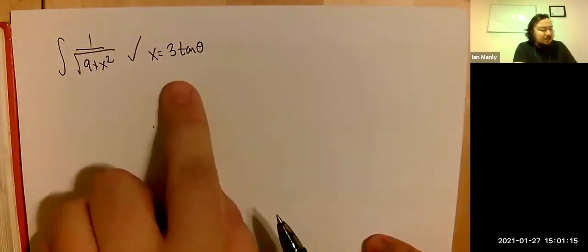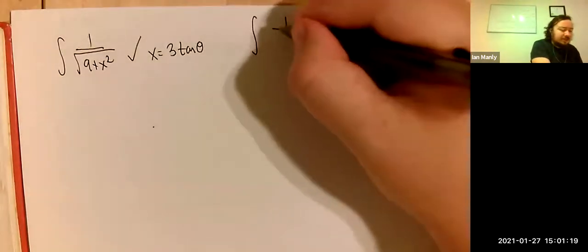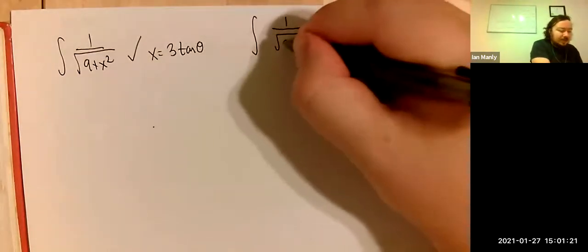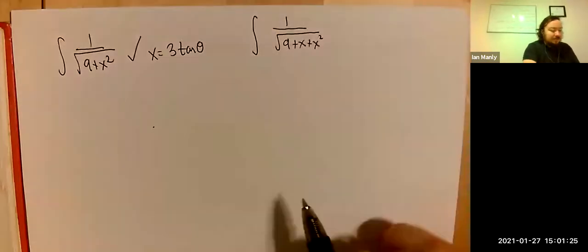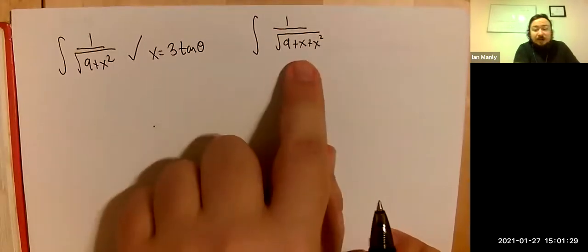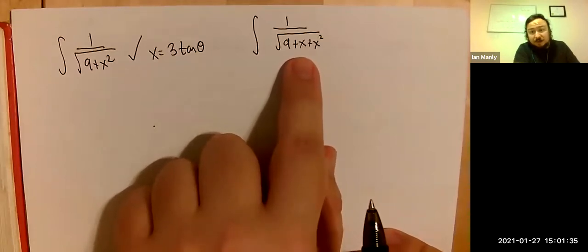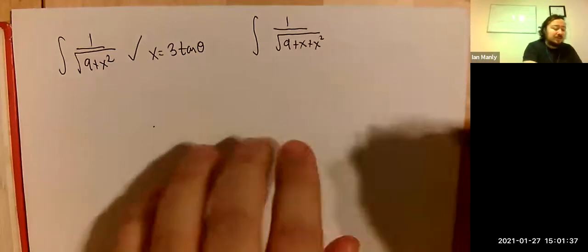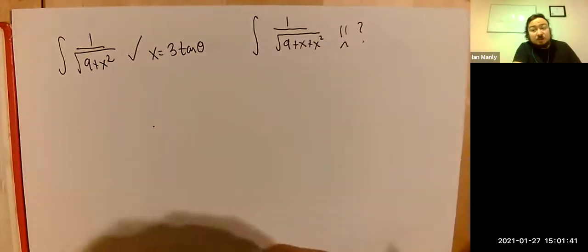All right, so we know how to do ones like this, but what happens if we have something even just a little bit different? Like what if we have 9 plus x squared? So we could try to do the substitution again, but we won't quite have a Pythagorean identity underneath this square root because of this annoying extra x right here. So does that mean we're doomed? Are we stuck with this one? Well, it turns out the answer is no.